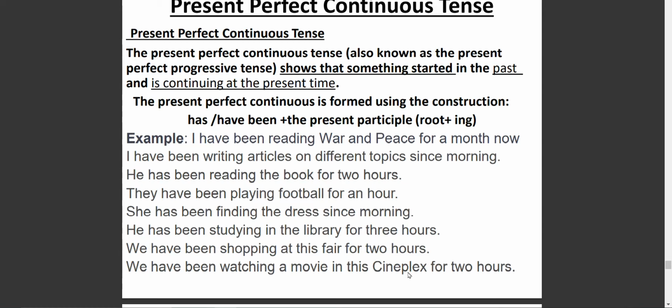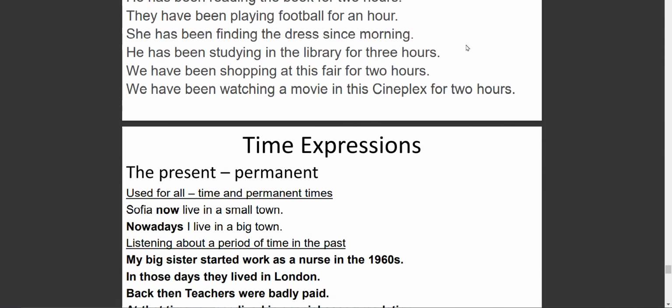He has been reading the book for 2 years. Right? These are examples. Right? She has been finding the dress since morning. He has been studying in the library for 3 hours. We have been shopping at this fair for 2 hours. We have been watching a movie in this same place for 2 hours.